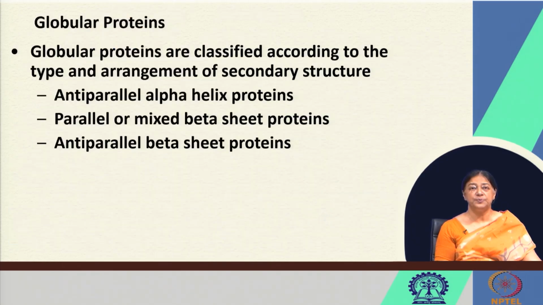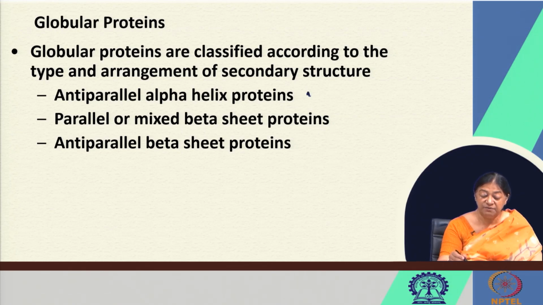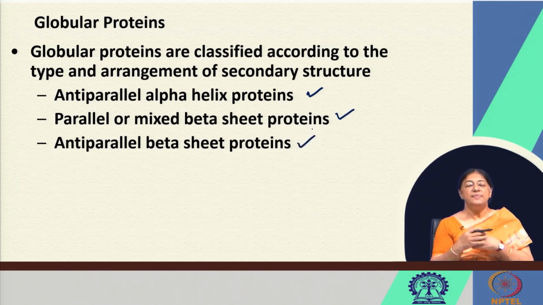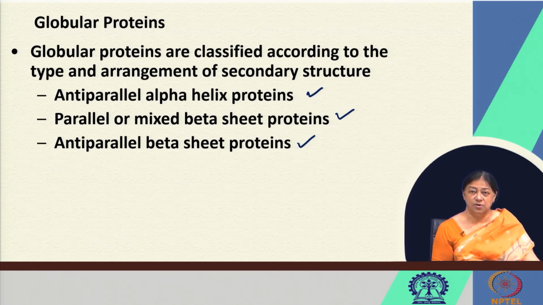by protein structure. In globular proteins, the proteins are classified according to the type and the arrangement of secondary structures. Interestingly, we can have here anti-parallel alpha helix type proteins, parallel or mixed beta sheet proteins, and anti-parallel beta sheet proteins. There are therefore proteins that are majorly alpha helix, those that have majorly a beta sheet structure, or we can have a mixed alpha beta type. We will look at the linkers later on.